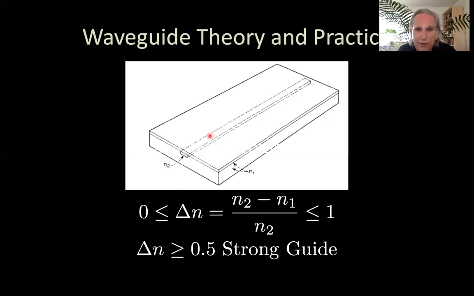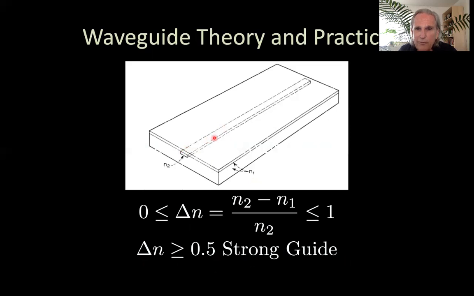Lithium niobate modulators, external modulators, are all in the so-called weakly guiding limit. With lithium niobate, maybe the index contrast gets a little bit bigger than 1%. Maybe we can get up to 5% if we're talking about ion exchange in glass, something like that. But when delta N is greater than about 0.5, that is a strong guide. Among other things, that means we can turn this thing in a curly Q and it won't necessarily increase the loss.